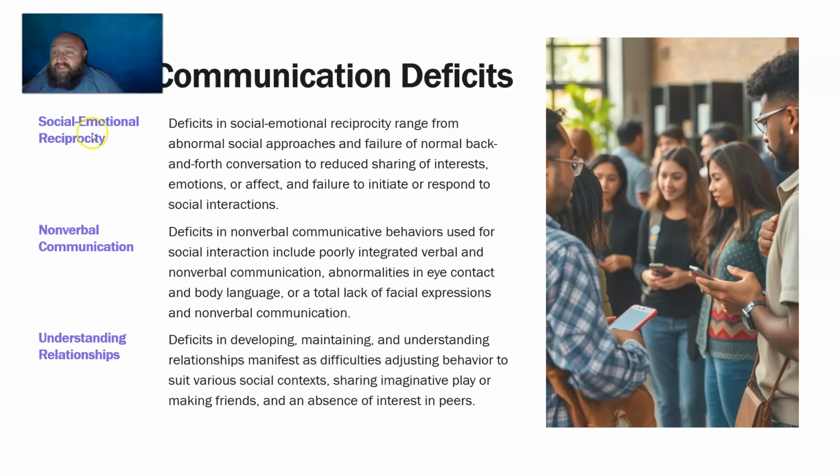So all of these must be present, right? These all fall under that criterion A. The first one, social emotional reciprocity. You have to have deficits in social emotional reciprocity that range from abnormal social approaches and failure of a normal back and forth conversation, all the way to reduced sharing of interests, emotions, or affect, as in emotional affect.